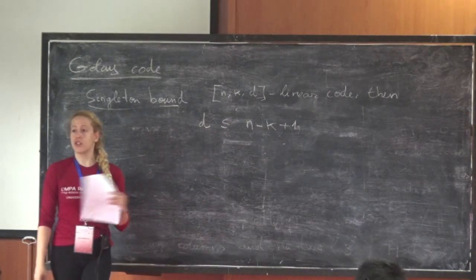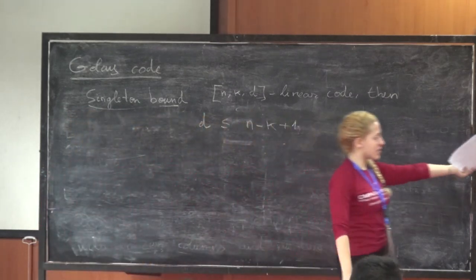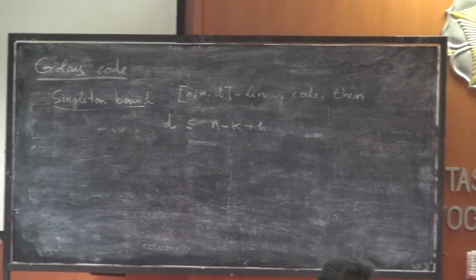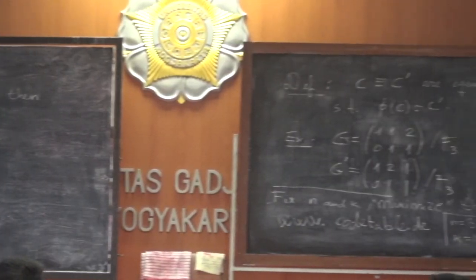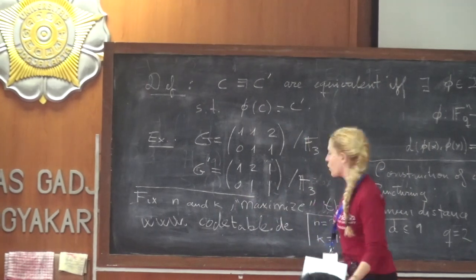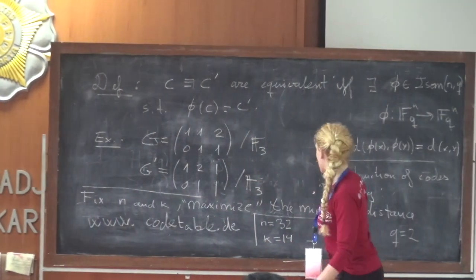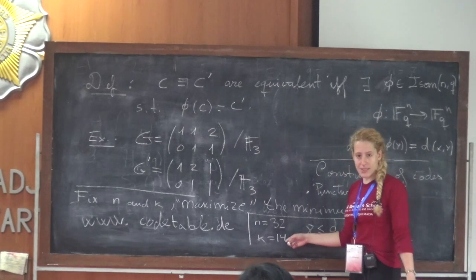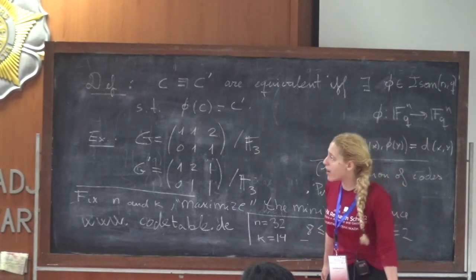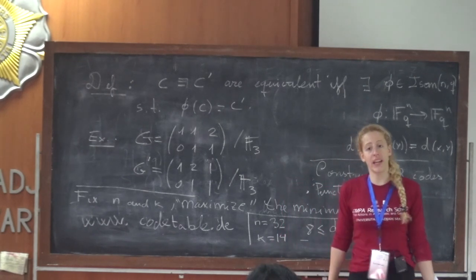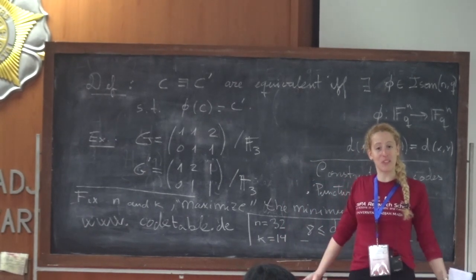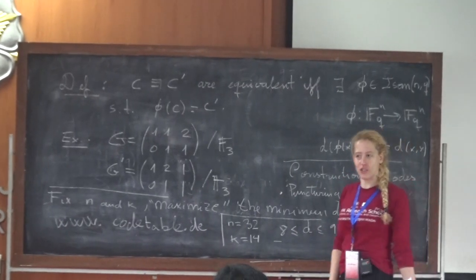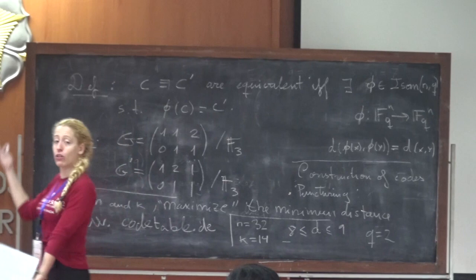So, first example, we can check that for the code that I said exists, this happens. Because 8, the minimum distance of the one that they constructed, is smaller or equal than 32 minus 14, that is 18, plus 1, that is 19. So 8 is smaller or equal than 19, but we cannot say anything else. We cannot rule out the 9 here. So it's not precise enough, but it holds, it's true.